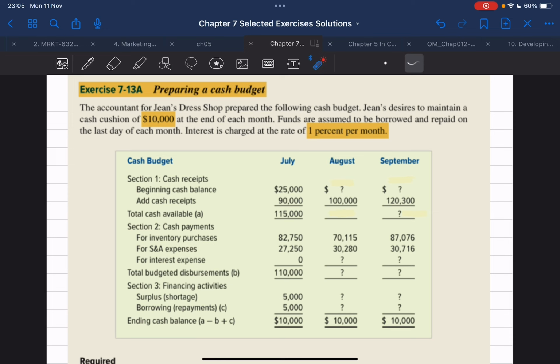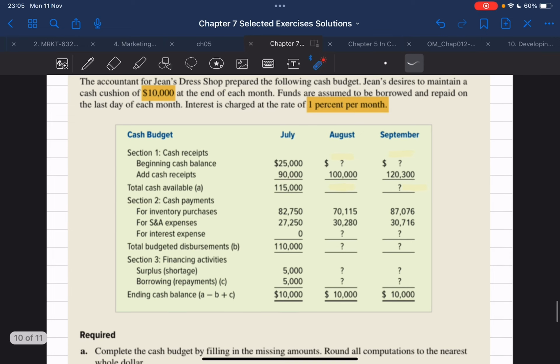This is going to be the last and final exercise for this chapter that we go over, exercise 7-13A. So let's read the exercise together. The question says, the accountant for Jane's dress shop prepared the following cash budget. Jane's desires to maintain a cash cushion of $10,000 at the end of each month. Funds are assumed to be borrowed and repaid on the last day of each month. Interest is charged at the rate of 1% per month.